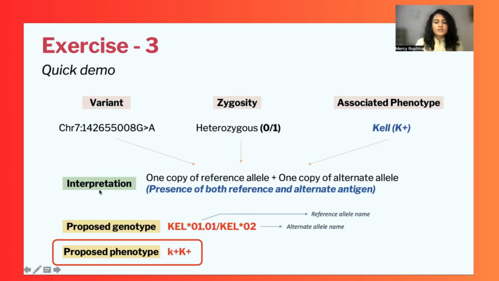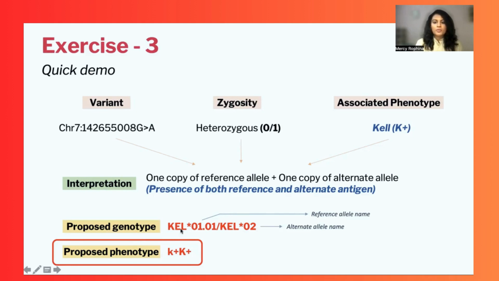The first level of interpretation here is, since the variant is present in a heterozygous form, we clearly know that the person carries 1 copy of the reference allele and 1 copy of the alternate allele. This means they have 1 reference antigen and 1 alternate antigen, presence of both the antigens. So we need to find out the proposed genotype and the proposed phenotype.